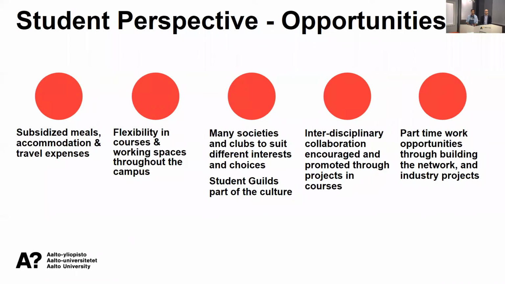So here are basically 5 that I've handpicked, but of course there are plenty more. First thing to mention here is that there are subsidized meals, accommodations, and travel expenses. This is one thing that I really like about Finland, which you probably wouldn't find elsewhere around Europe, that the meals and the accommodation and travel are subsidized for students. Then, as Jens also mentioned, there's flexibility in courses, and there are a lot of working spaces around the campus that you can use for group work and individual work, located within all the different buildings and also in the main center of the campus.